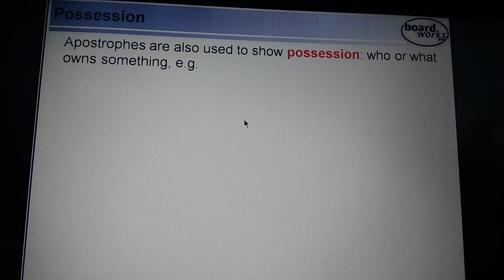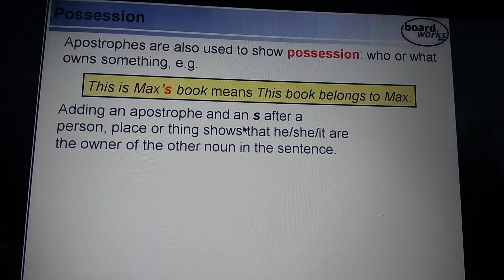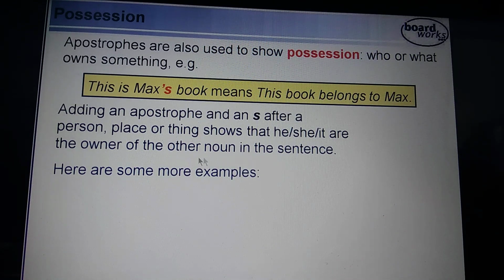The second one is the apostrophe to show possession. Look at this example. This is Max's book, which means this book belongs to Max. So this is possession. The book is in the possession of Max. Adding an apostrophe and an s after a person, place, or thing shows that he, she, or it is the owner of the other noun in the sentence.